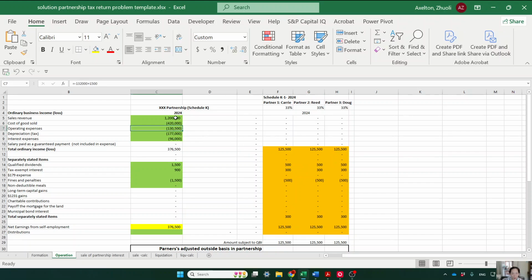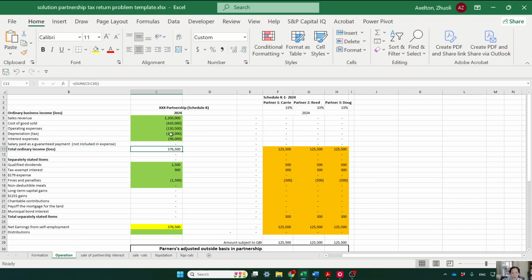The operation, the sales revenue and cost of goods sold are pretty straightforward. Regarding the operating expense, one thing to notice is there's a $1,500 fine and penalties on the reckless driving. So this $1,500 needs to be removed from the operating expense here and put in the separately stated item section because those fines and penalties are still part of the Schedule K item, but it is non-deductible expenses, so we need to include those down here.